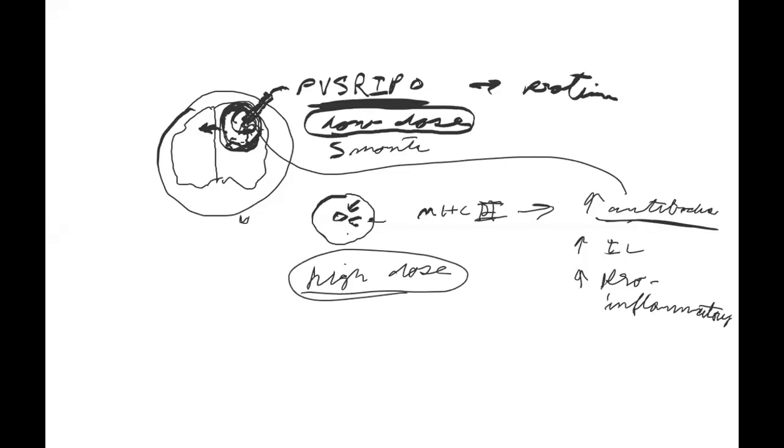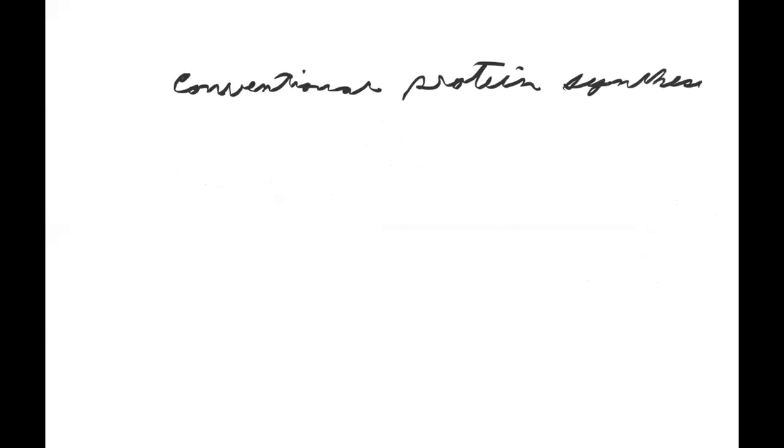Okay. Now, all right. Now let's go into the molecular biology of this. All right. Let's start with conventional protein synthesis. What really happens? What happens normally in a cell, right? We have something called EIF4E.